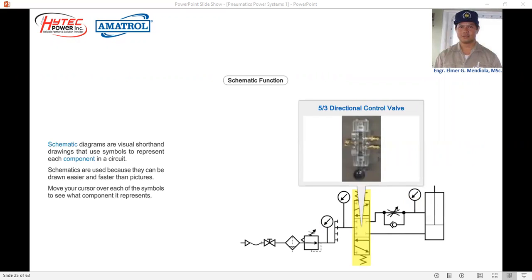After exiting the pressure regulator, the pressurized air will flow through the manifold and into the directional control valve, which is in this case a 5-3 directional control valve. As the name indicates, this valve is used to control the direction of the compressed air and is usually positioned before a pneumatic actuator. From the diagram, we can see that Amatrol is using transparent valves made of plastic to show the internal parts of a functional valve.